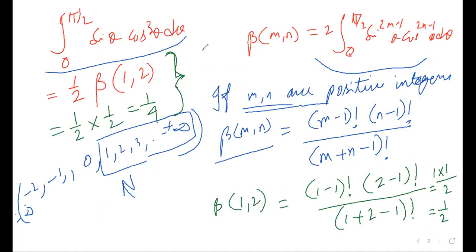We can mention the beta function as the formula: beta m n equals 2 into 0 to pi by 2 sine to the power 2m minus 1 theta cos to the power 2n minus 1 theta d theta. Comparing with the given problem we can find m and n, and directly you can use the fourth property to find the particular beta function, where beta 1 comma 2 becomes half, and after putting the value we get 1 by 4.